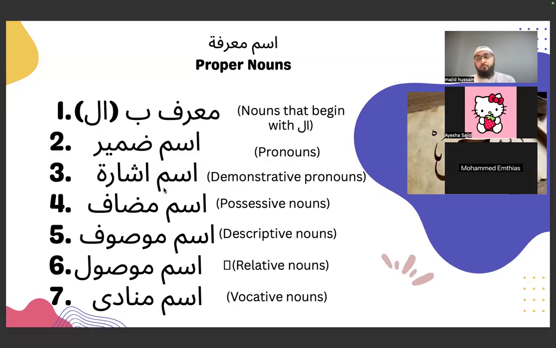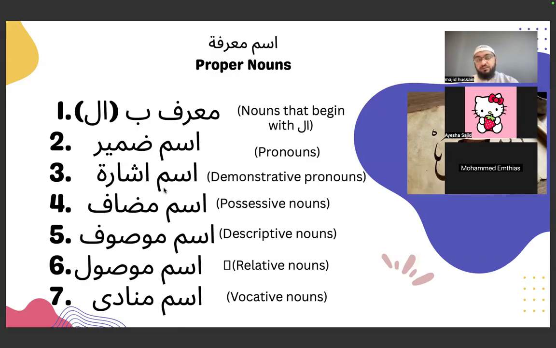Likewise, we have ism mudaf, which is one of the very important topics for today. Possessive noun, like to show that this thing is owned by me. For example, my book, I'm the owner of it. My house, or Khalid's bike, Khalid's ship, something like that.